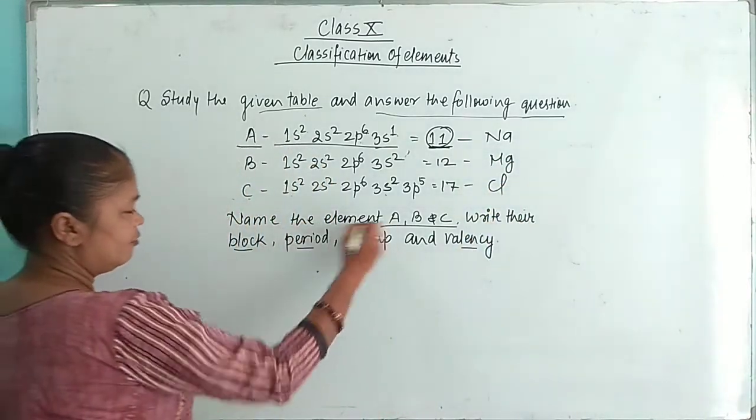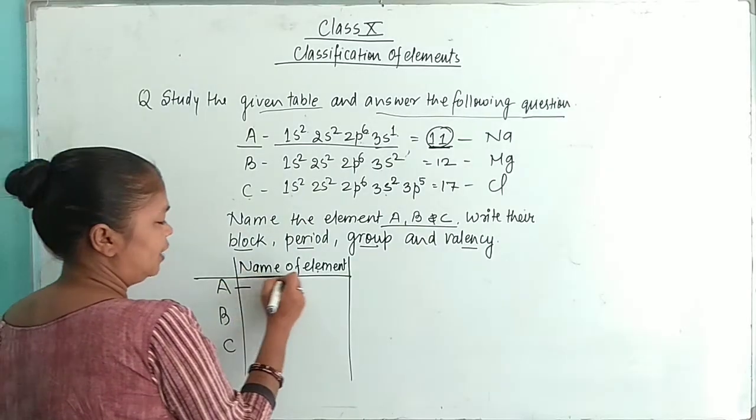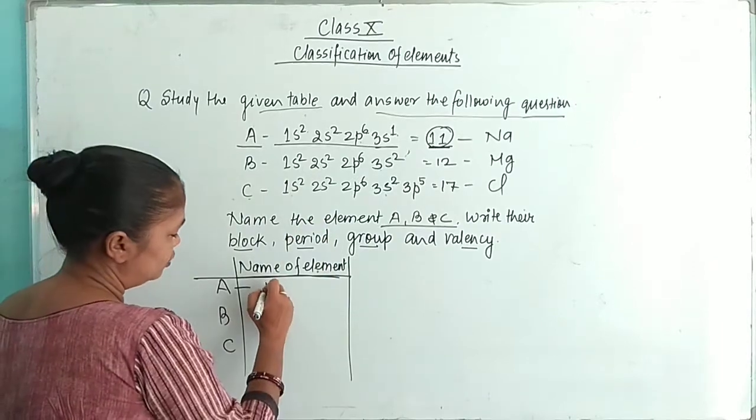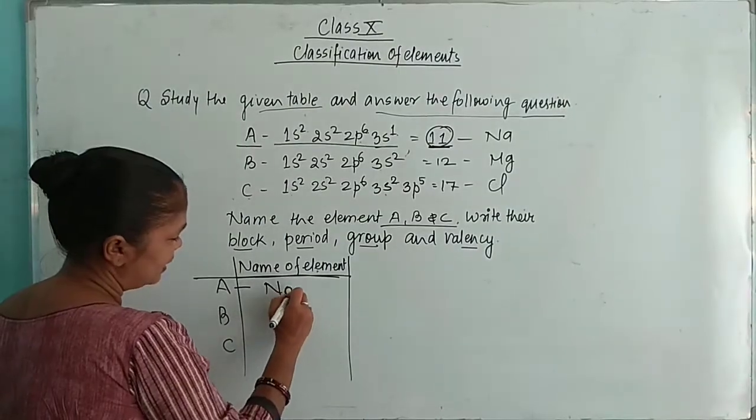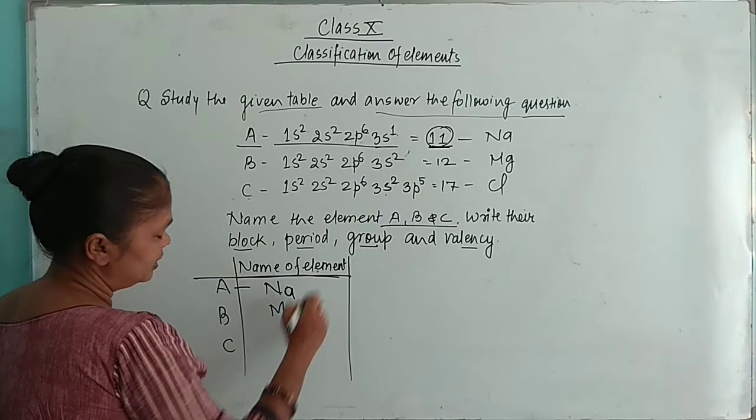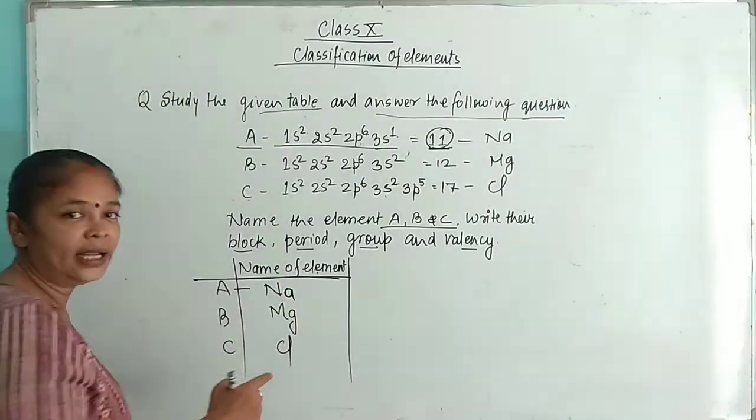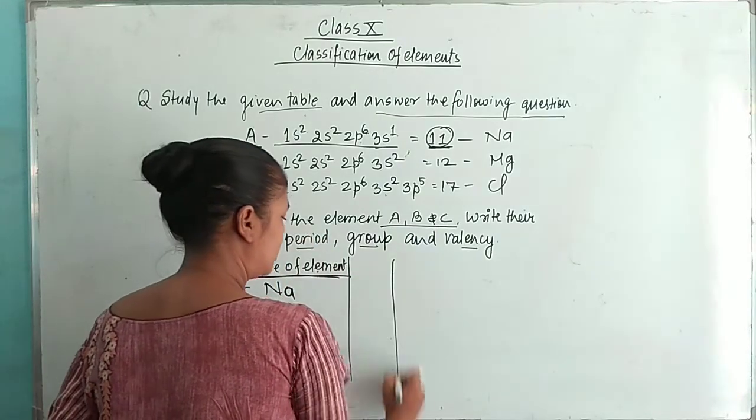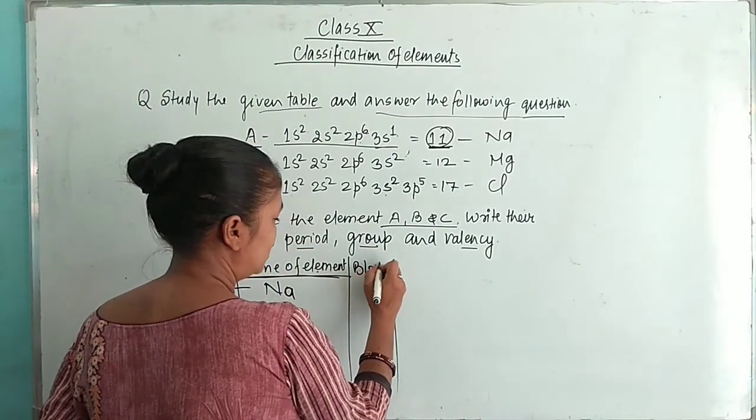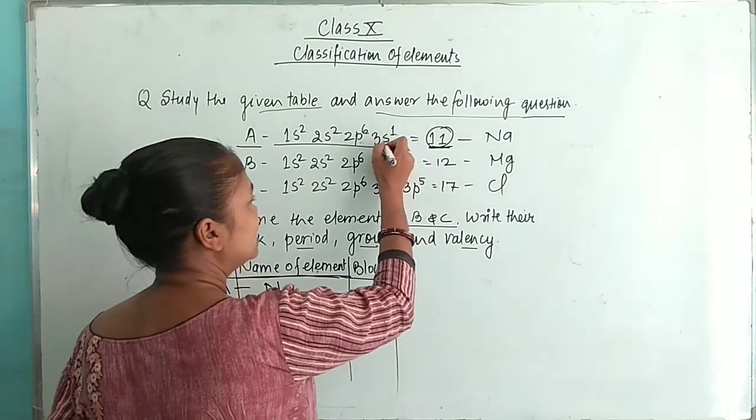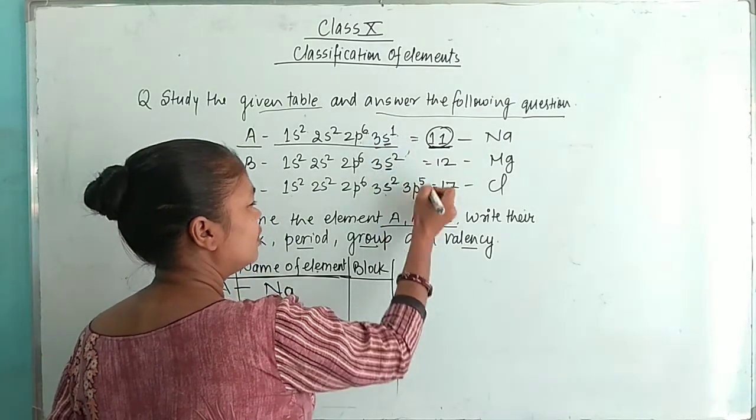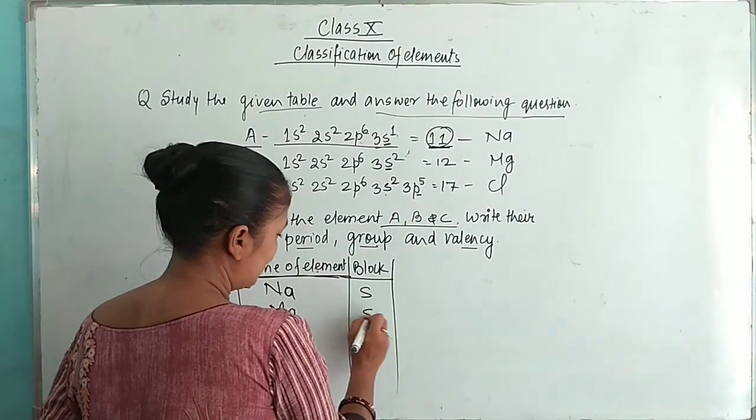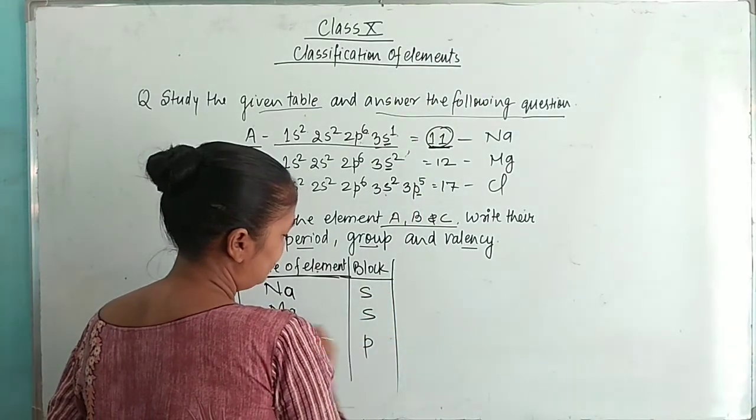So the names of the elements A, B and C: A is sodium, B is magnesium and C is chlorine. So these are the names of the elements. Now next it is asking the block. How will you write the block? You will write like this: the last electron is in the S block here and in the P block here. So sodium is in S block, magnesium in S block and chlorine in P block.